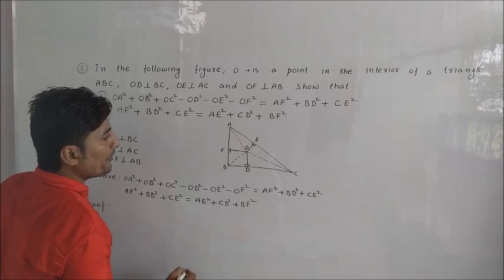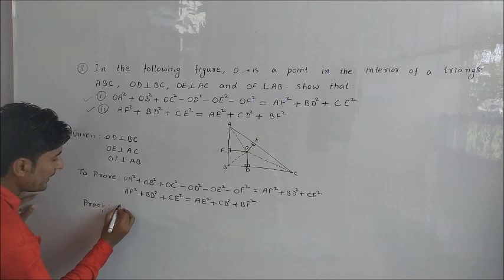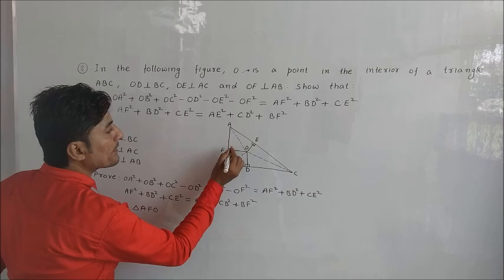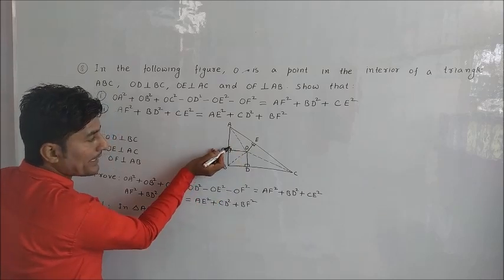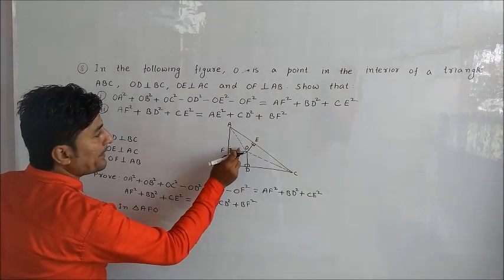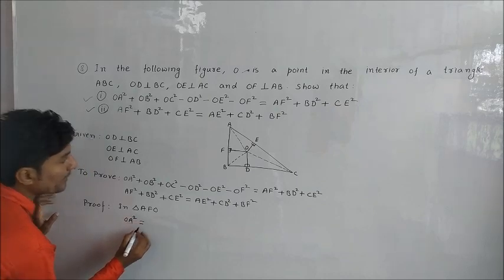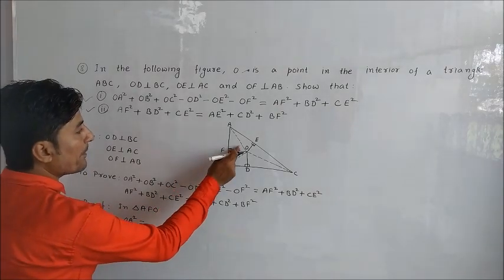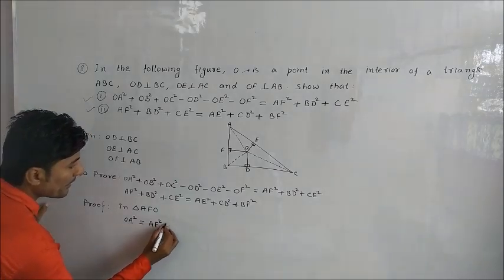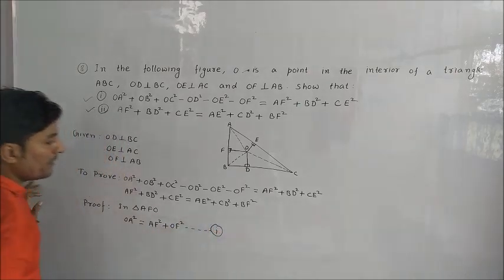In proof, first of all we are going to consider triangle AFO. Since AFO is a right angle triangle, the measurement of this angle is equal to 90 degrees. So in triangle AFO we can write OA square, where OA is the hypotenuse of the triangle, is equal to AF square plus OF square. This can be taken as equation number 1.